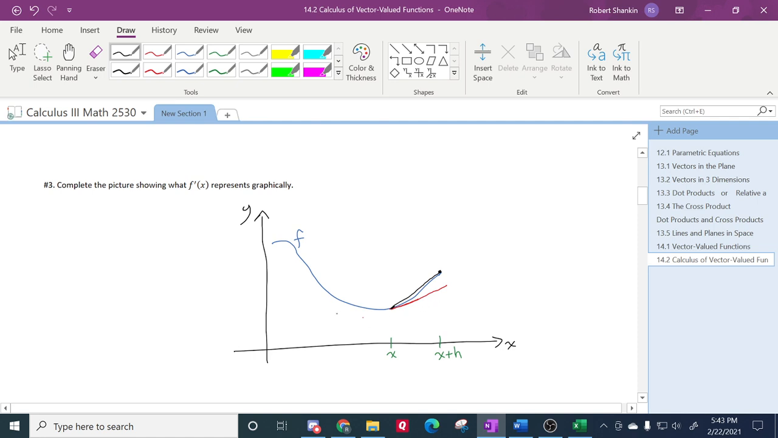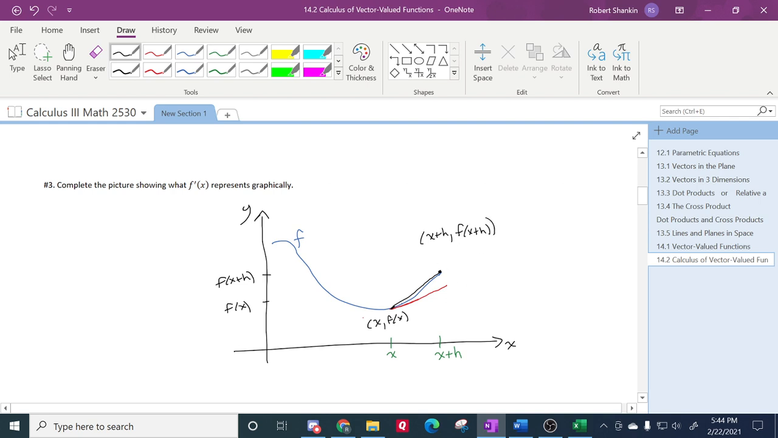Now, this point right here, if its input is x, its output is f of x. This point up here, if its input is x plus h, its output is f of x plus h. So the 2 coordinates of this point are x, f of x. And this point up here is x plus h, f of x plus h.